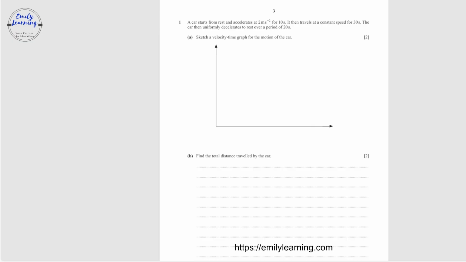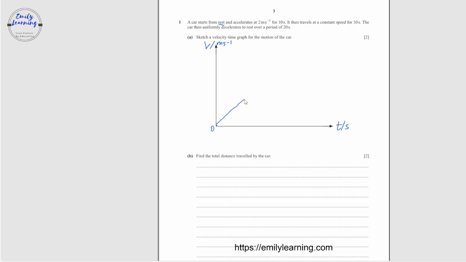So we know that we are supposed to sketch a velocity time graph, right? So let's write this as V and this is T. And time is in seconds while velocity is in meters per second. Now, the car starts from rest. So that means its initial velocity is 0 and it accelerates at 2 meters per second squared for 10 seconds.